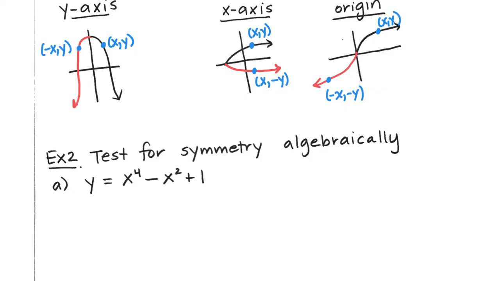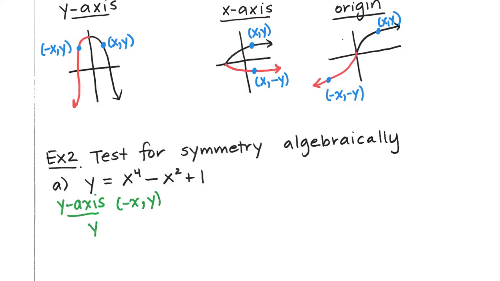Okay, so it says test for symmetry. That means y-axis, x-axis, and origin, and the order I go in doesn't matter. So say I want to check the y-axis symmetry first. To check for y-axis symmetry, I'm looking to see if I plug in negative x, the resulting y value will be the same as if I plug in positive x. So I'm going to plug in negative x and keep the y positive, and I should end up with the same equation I would have ended up with otherwise.